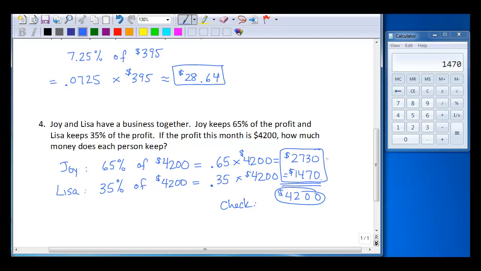That's a quick review of how to find percent of a number.